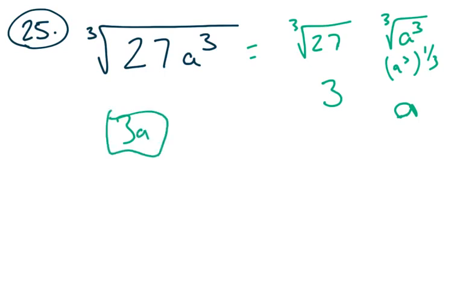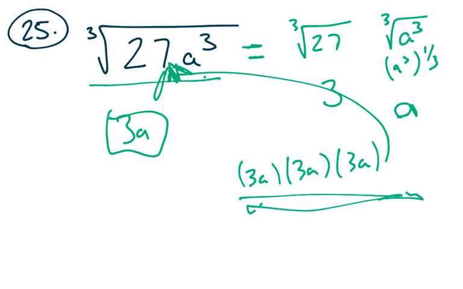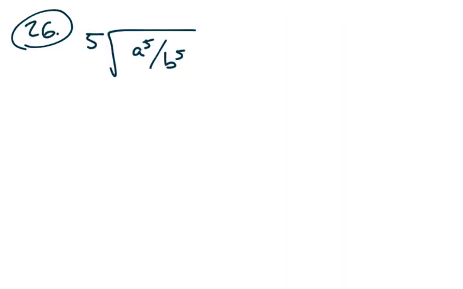And remember, if you have any doubt, you can just take 3a times 3a times 3a and see, does that give me 27a cubed? So the nice thing about equality is that whether you start with the left side and you end up with the right, or you start with the right and you end up with the left, they have to match. So you can always easily check your work on these situations.